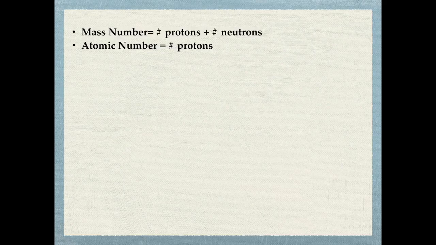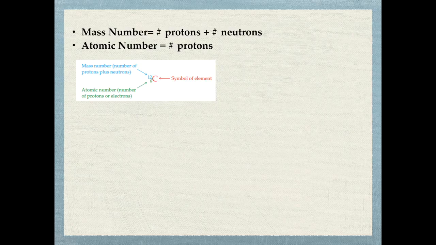So just a couple of review terms. The mass number is the number of protons plus the number of neutrons, and the atomic number is the number of protons. So the way that we write this, we write the chemical symbol for the element, like carbon. We put the mass number up top, so for example 12, and then the atomic number on bottom. And so the number of protons would be 6, the number of neutrons would be 6, and the mass number would be 12.